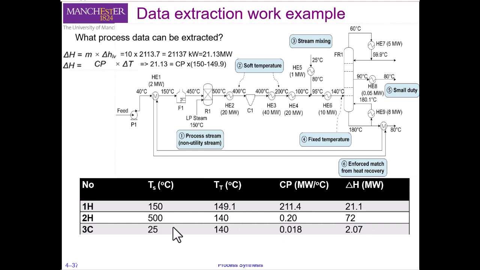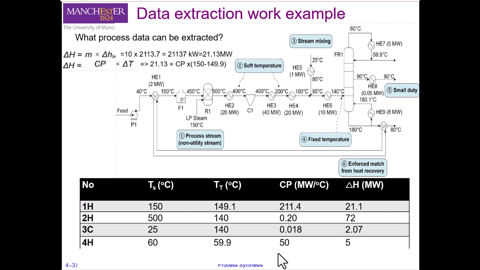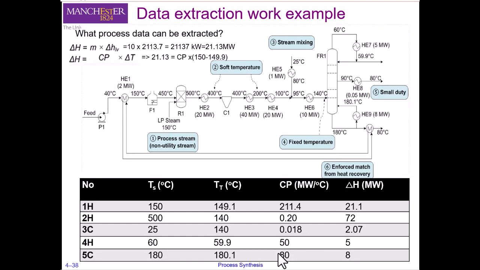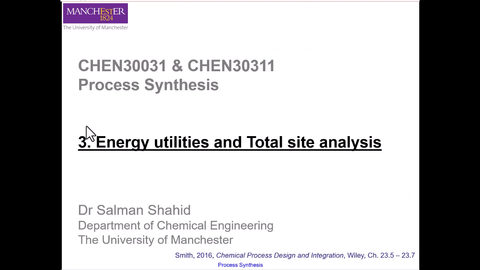Then we have the next two streams related to the condenser here and the reboiler here. For the condenser, it's going from 60 degrees centigrade condensing, so there is a drop of 0.1 degree centigrade. For the case of vaporization, we have an increase of 0.1 degree centigrade. We know both these temperatures, and we know the heat duties of these exchangers already. So we just need to calculate the Cp of these two streams. That is all for this part. In the next part, we will talk about energy utilities and how we can do energy recovery for a total site.